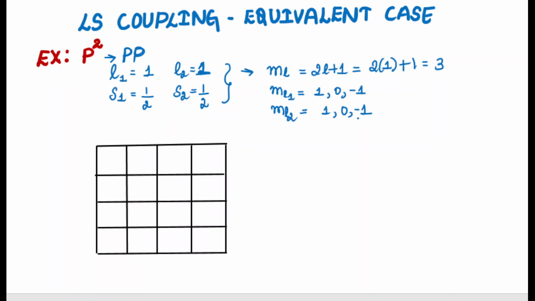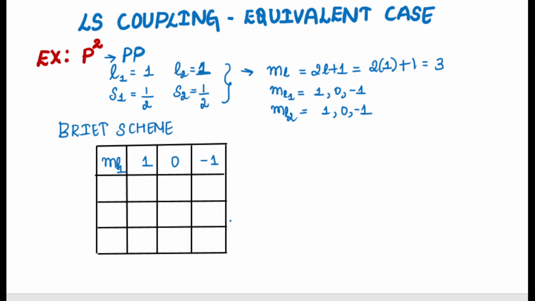Now this question, LS coupling under the equivalent case, is solved using the Bread scheme technique. Now what is this Bread scheme? How to solve it? I'm going to teach you. We got the ml1 values and we got the ml2 values. Now this portion I'm calling ml1. What values does it have? It has 1, 0 and minus 1.